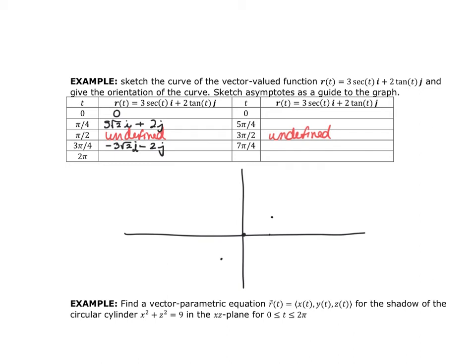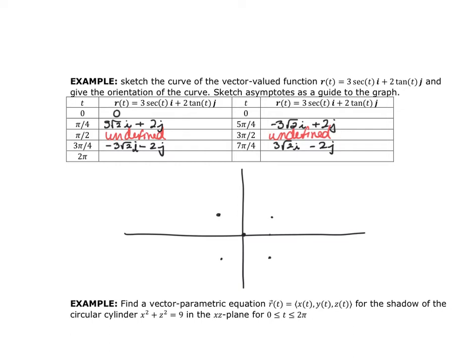Let's see if we can put in 5 pi over 4. We're in quadrant number 3. So secant is negative, so it'd be negative 3 square root of 2 i. And then tangent will be positive, so 2 in the j direction. So we have something that looks like, let me see, negative, and then here. And then 7 pi over 4 is going to be a positive 3 square root of 2 i. And then tangent will be negative, so minus 2j. So it's going to look something like there.